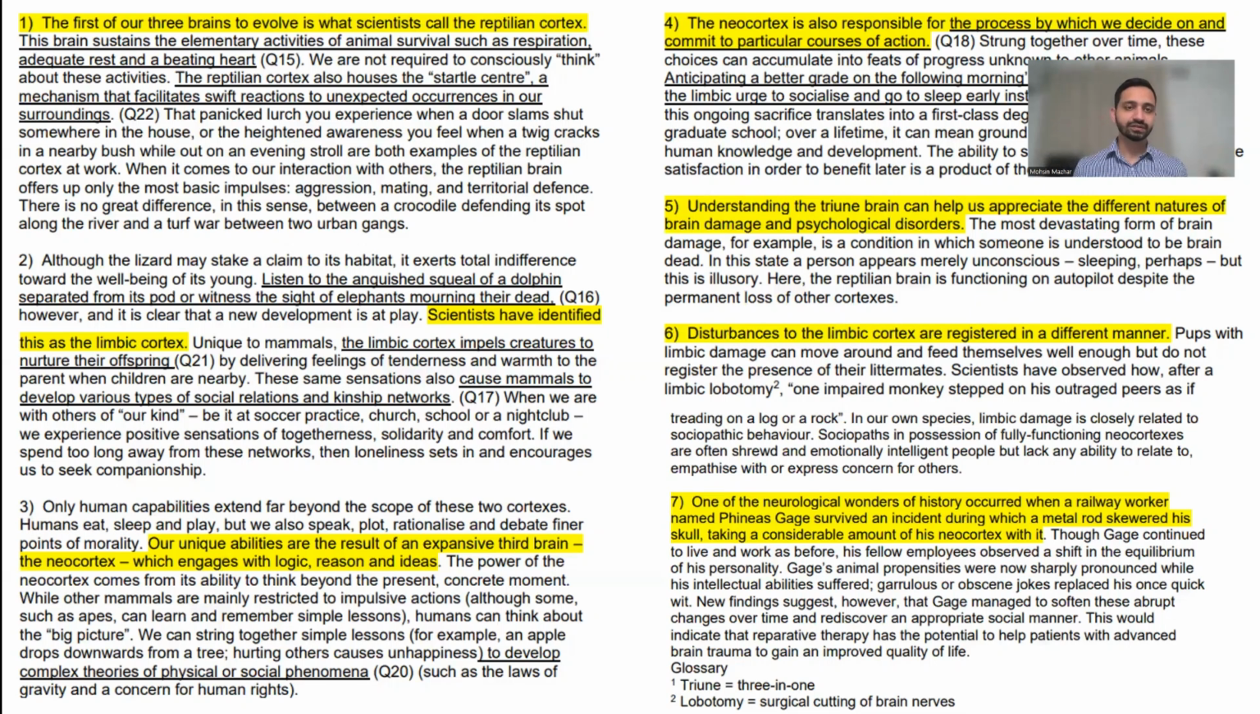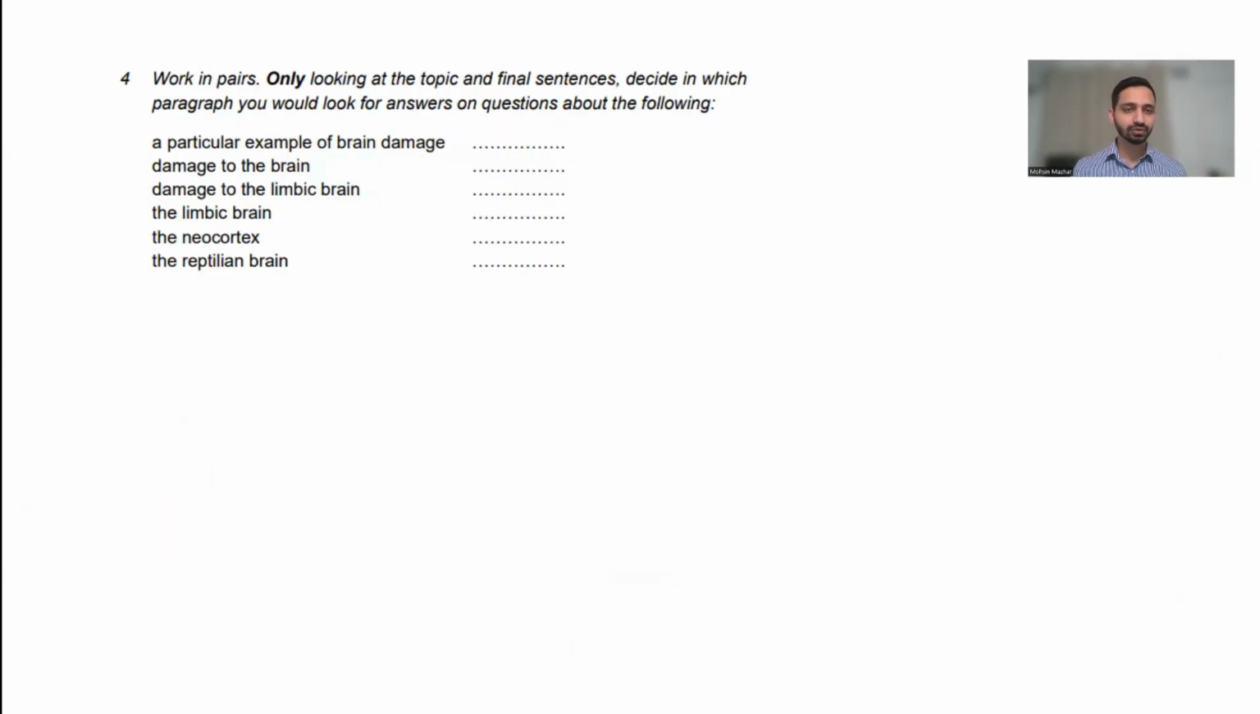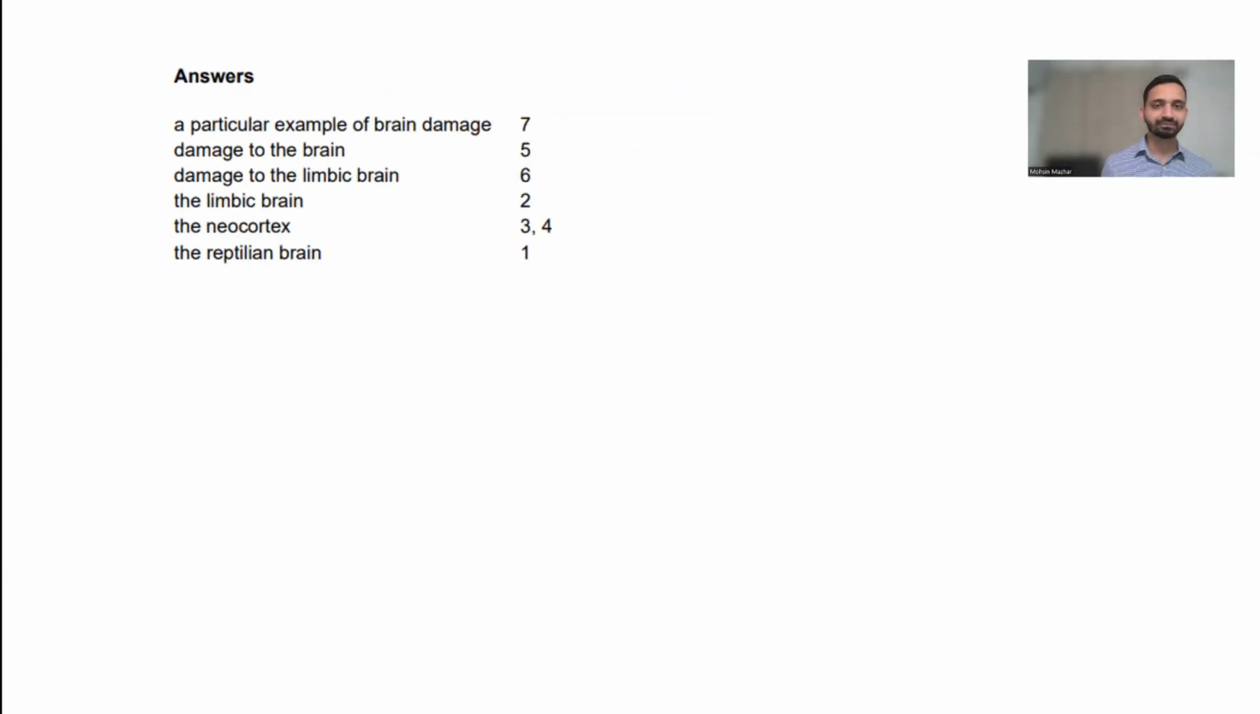Okay. All right, let's do another activity. Work in pairs. Obviously, it's an online course, so you might be working on your own, so that's fine. Just look at the topic sentences, the highlighted and underlined ones, and the final sentences. Decide in which paragraph you would look for answers on questions about a particular example of brain damage, damage to the brain, damage to the limbic brain, the limbic brain, neocortex, and reptilian brain. Do this activity on your own, pause the video here, and then let's look at the answers.